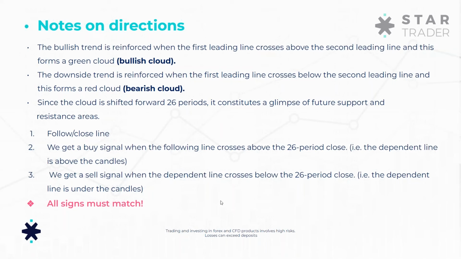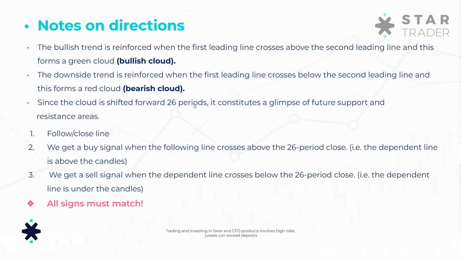The downside trend is reinforced when the first leading line crosses below the second leading line, and this forms a red cloud, a bearish cloud. So when the price is bearish, your cloud color will be red. Again, you can choose any color you like to see on the chart. But in the default setting, the bearish market is indicated when the cloud is red.